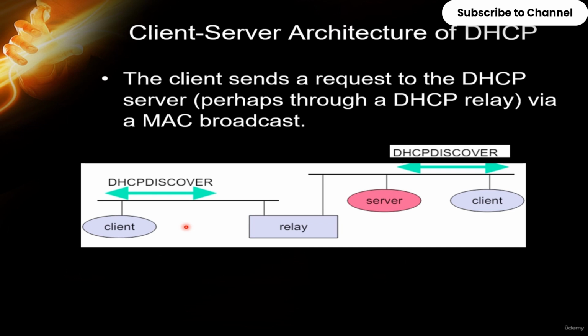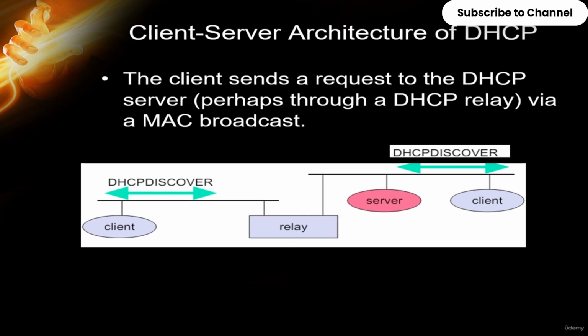The server acknowledges to the client, and after deciding on the options with which the client is satisfied, the requested configuration is made available by the DHCP server. The connection is established, and the DHCP server acknowledges the request which was sent by the client. So this is the architecture where a request is sent via MAC broadcast.